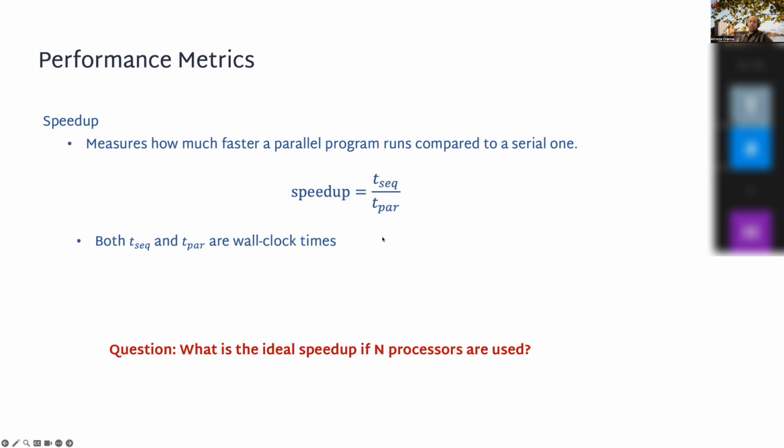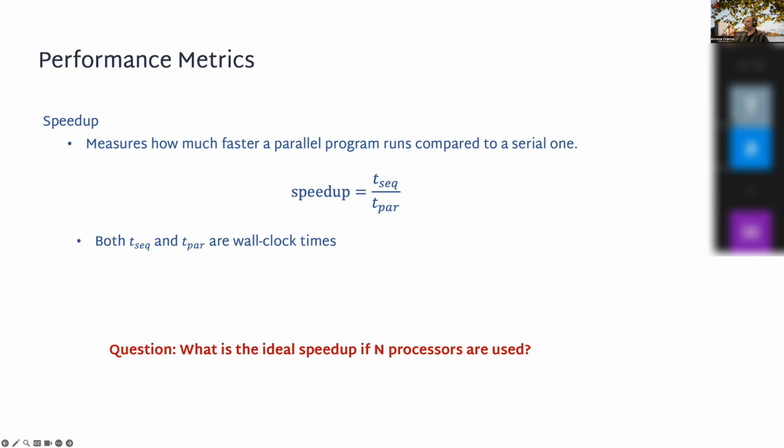Here there's an important question about speedup: what is the ideal speedup if we use n processors? Assume we are using n processors. Ideally, how much speedup do we want to have if we use n processors?